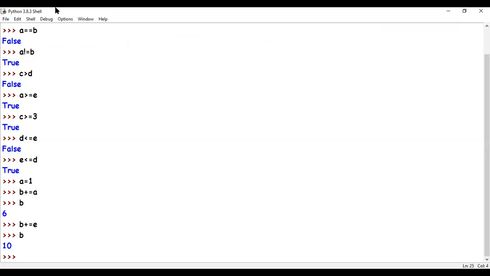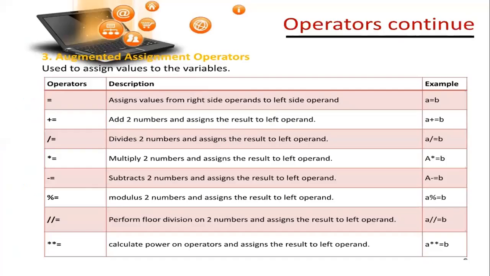So going back to our slide, that is plus equals to, that is add two numbers and assigns the result to the left operand. Then I can do divide equals to. So it will divide the two numbers and give the result to the left operand. Then there is multiply equals to. It's all in the same way it is applied. Multiply equals to. So it will multiply the two numbers and assign the value to the left operand. Minus equals to. So it will subtract the two numbers. It will give the result to the left operand.